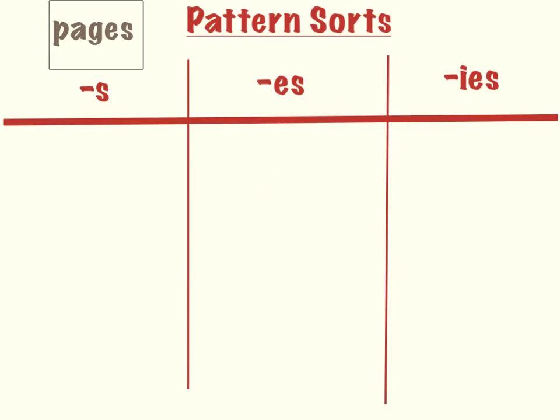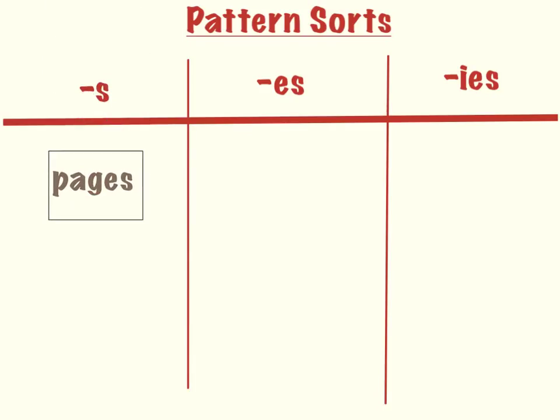Stay has a vowel and then a Y. So we just add an S. Stays. Now let's do some pattern sorts. Read the word pages in the top left-hand corner. Where do you think that should go? Was it just add an S, an ES, or an IES? That's right, it just added an S. The base word was page.